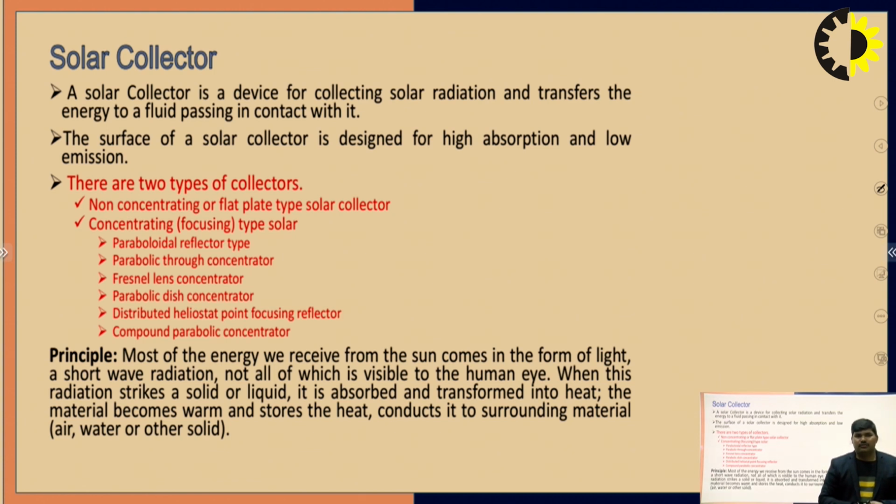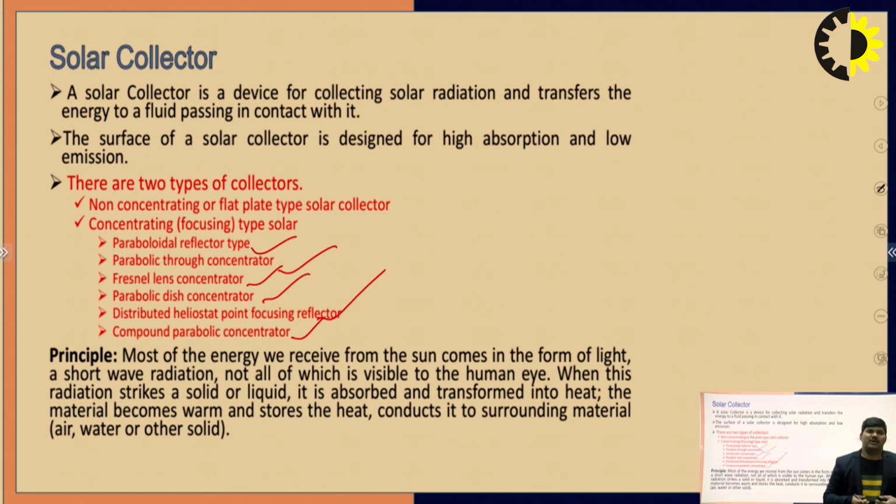flat plate solar collector, and the second is the focusing type solar collector, or concentrating type. The focusing type again has variations: the parabolic reflector type, parabolic trough concentrator, Fresnel lens, then parabolic dish, then distributed focal point, and compound parabolic concentrator. So you can say which principle is used.